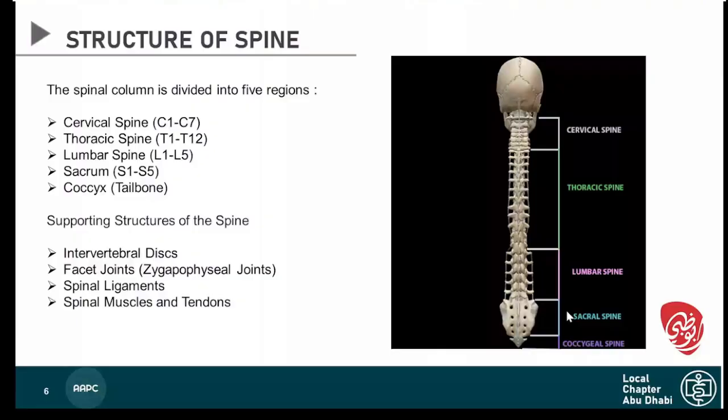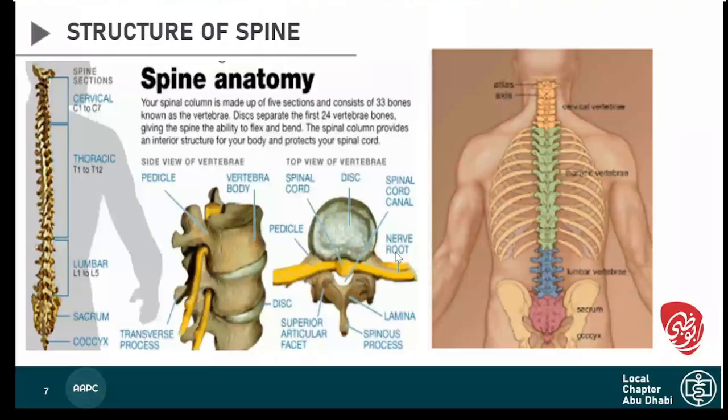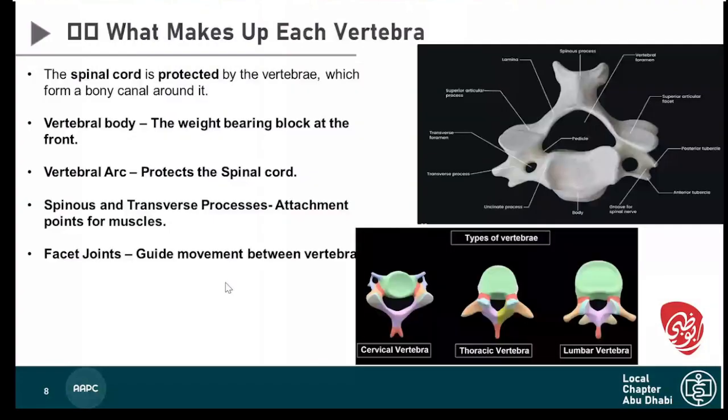So before going into the details, I would like to give you a note on vertebrae. We already discussed that the spine is made up of small irregular bones called vertebrae. What makes up each vertebra? That we are going to see next. Before seeing the intervertebral disc and all, this vertebra, as I already told, is a bone, a small irregular bone.